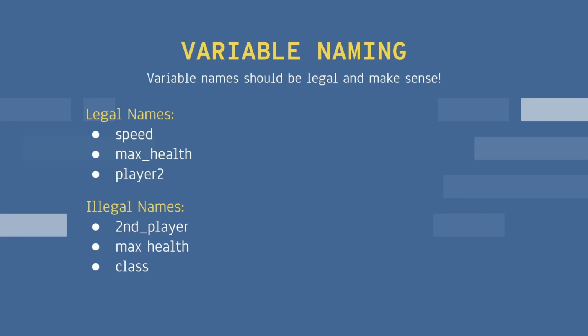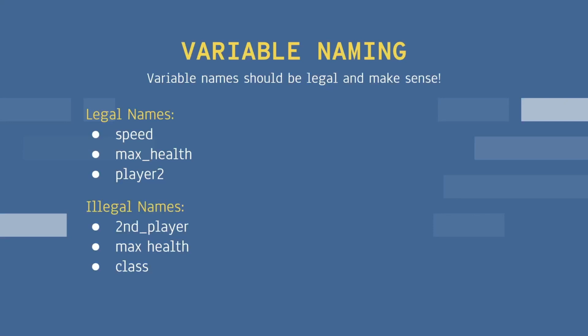First, let's look at the legal names. As you can see, all of them contain only alphanumeric characters and underscores, and also don't start with any numbers. Notice in our second legal example, max_health, that when we want to use multiple words in a name, we use an underscore to separate the words instead of a space.